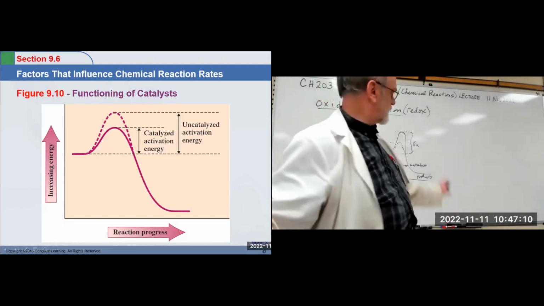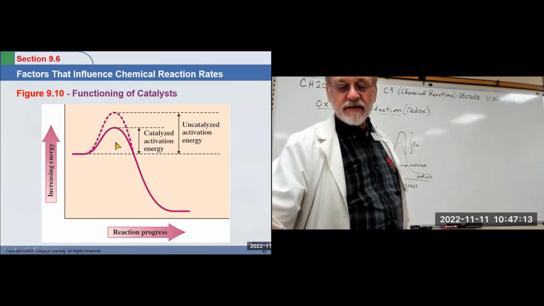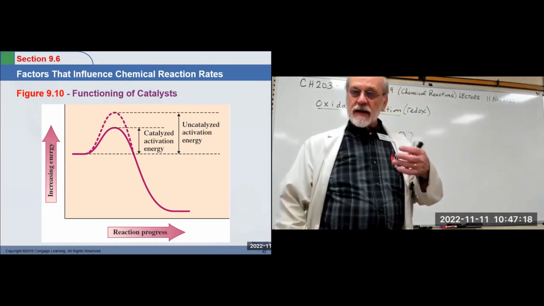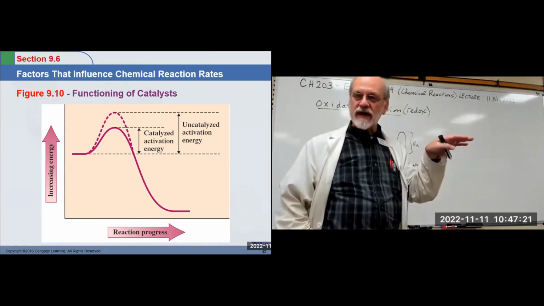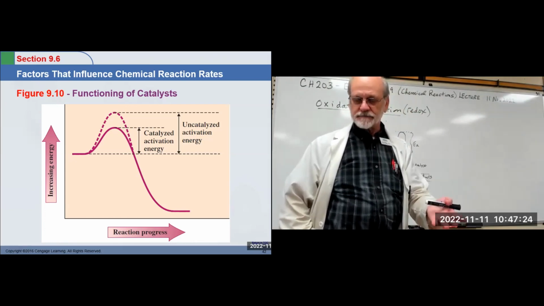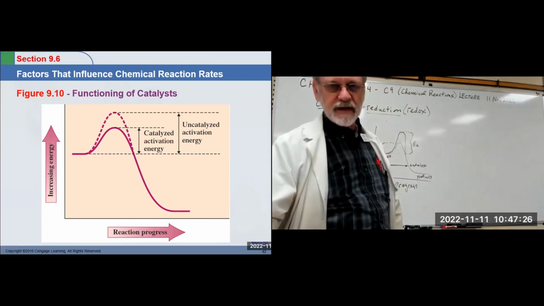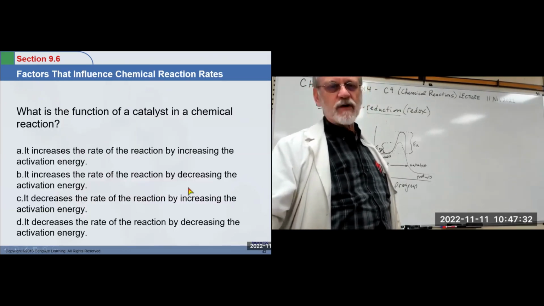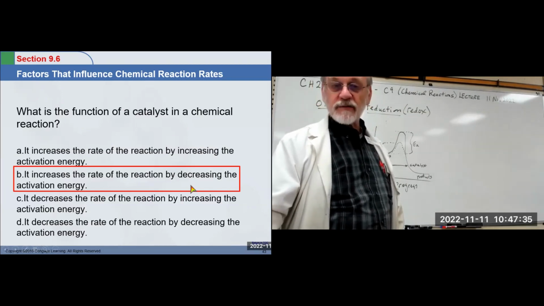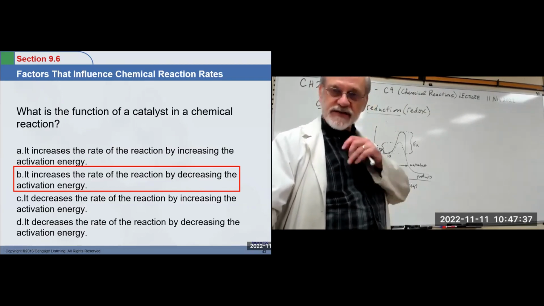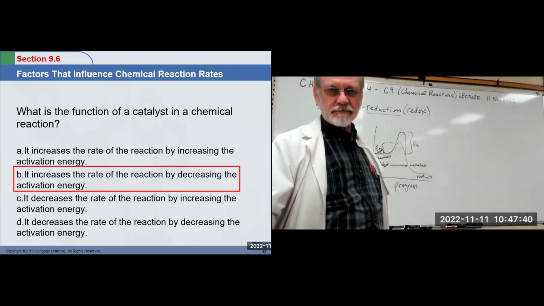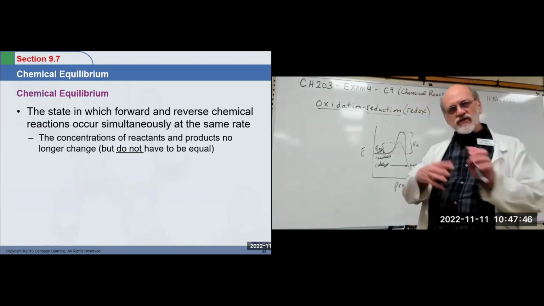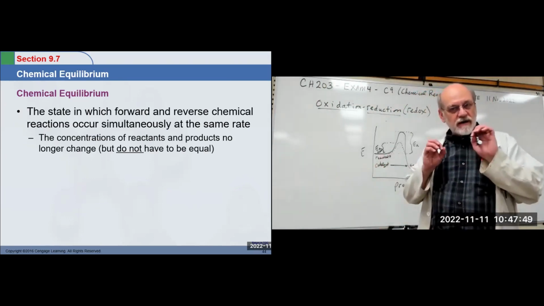Okay, here's the picture that I just drew you. Notice that the catalyzed activation energy is reduced. And the short answer is it's reduced because the catalyst provides another pathway that requires less energy. Okay, what's the function of a catalyst in a chemical reaction? Increase the rate of the reaction by decreasing the activation energy. That's the simplest explanation right there in one sentence. Now that we know something about reaction rates, we're going to talk about equilibrium.